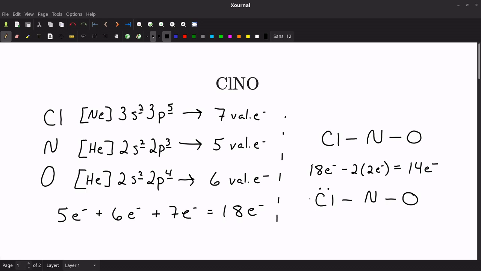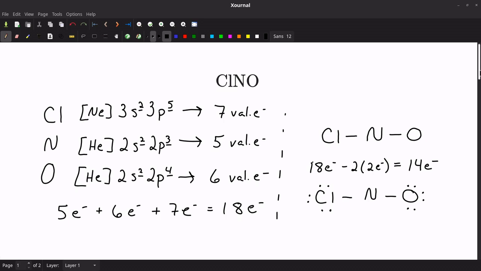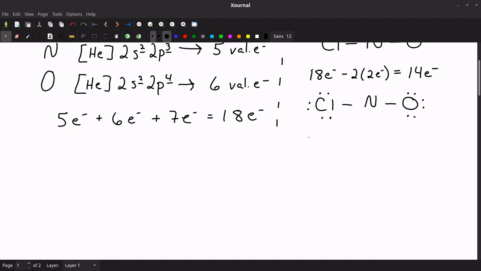One, 2, 3, 4, 5, 6. 1, 2, 3, 4, 5, 6. I had 14 electrons in the bank. I just burned through 12 of those, 6 and 6. I'm going to have 2 electrons left over, and those are going to have to be placed onto nitrogen.